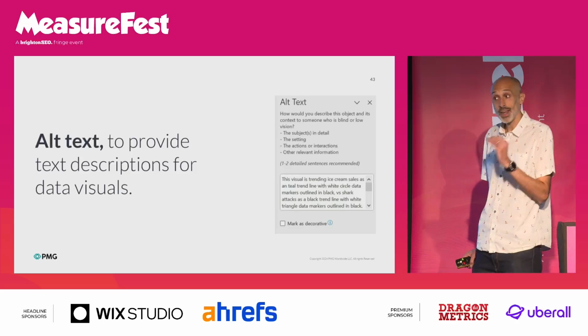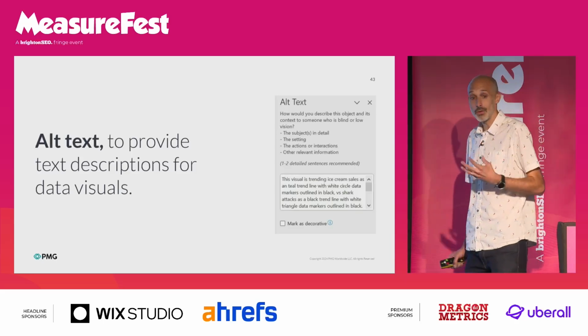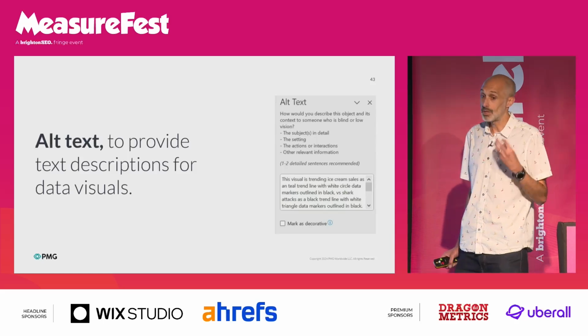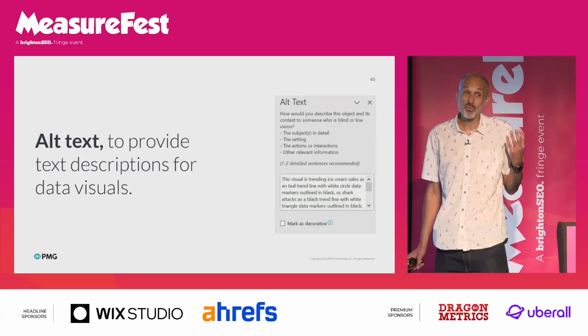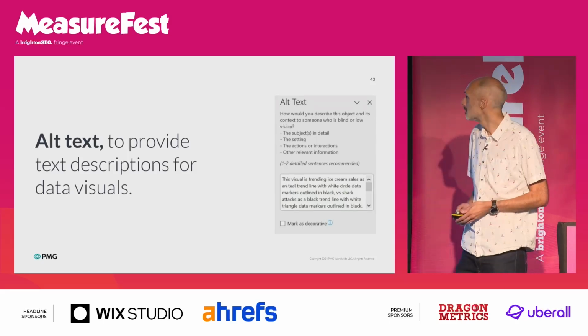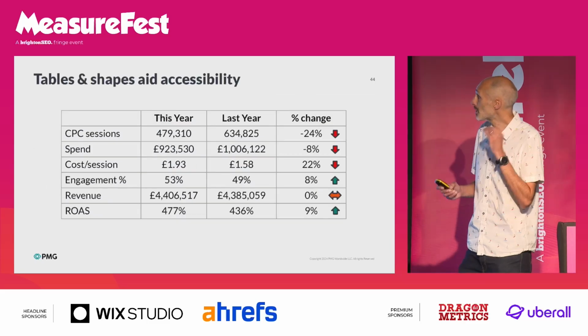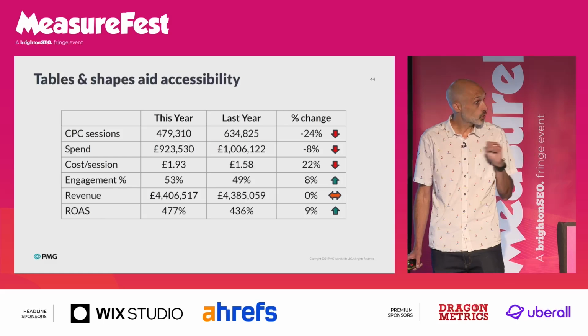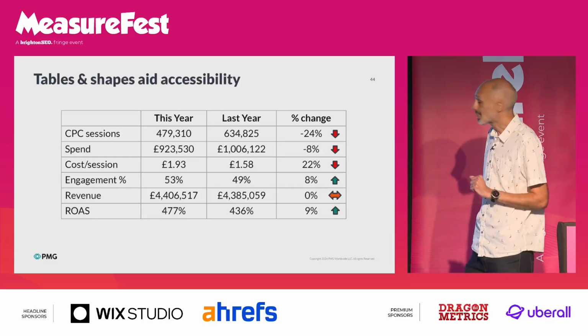Not only is it great for accessibility, but I think it's also great for you as a storyteller as well. I'd argue that if you cannot explain a visual in a couple of succinct sentences, that visual probably shouldn't be in your story at all. Tables and shapes are also a great way to aid accessibility, tapping into some of those cognitive shortcuts that I mentioned earlier. And here's an example.